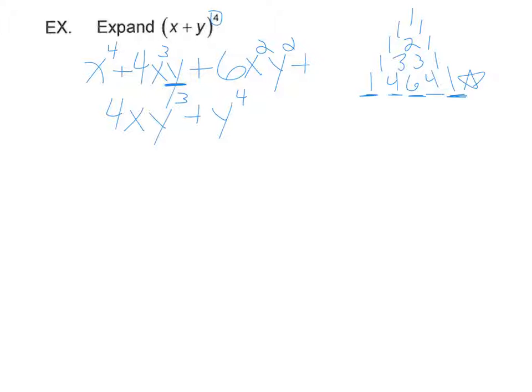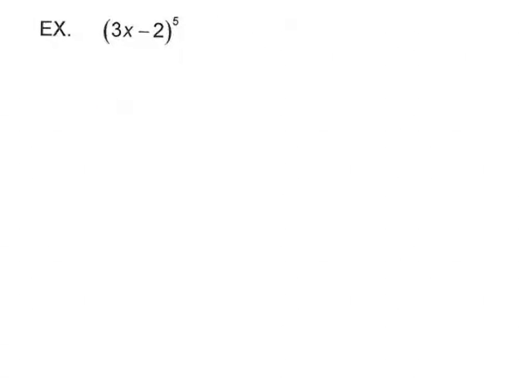Let's try one that's a little bit more involved: 3x minus 2 to the fifth. So we'll need to use row 5. 1, 5, 10, 10, 5, 1. And we'll start with a coefficient of 1. And my first term, 3x, is to the fifth power. Put it in parentheses, because not only will x be to the fifth power, the 3 will be also.